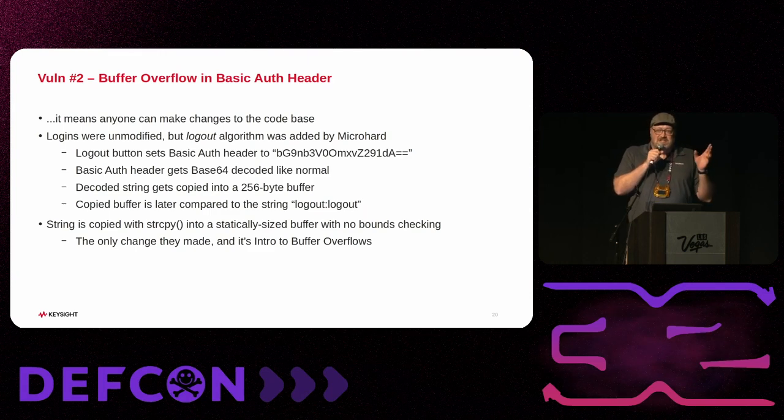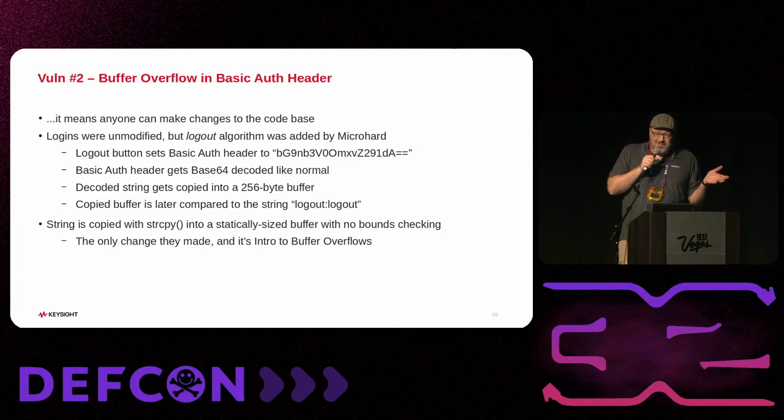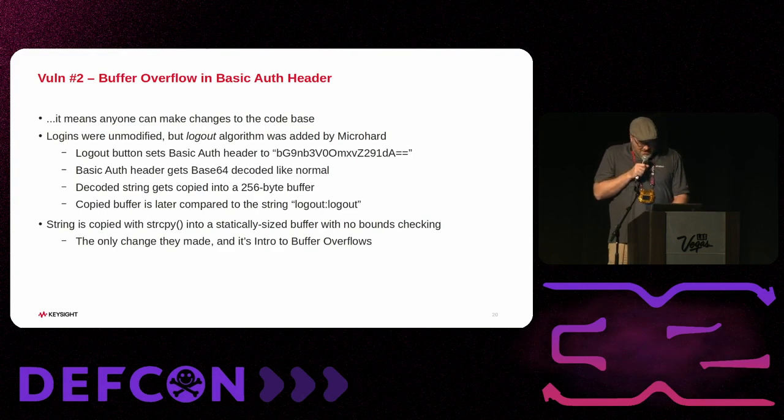Basically, they wanted to set the basic auth header to logout:logout. Then they did a strcpy of that buffer to a statically sized buffer, and then they could compare what it was to logout and log the person out that way. But yeah, they didn't do any bounds checking or anything.